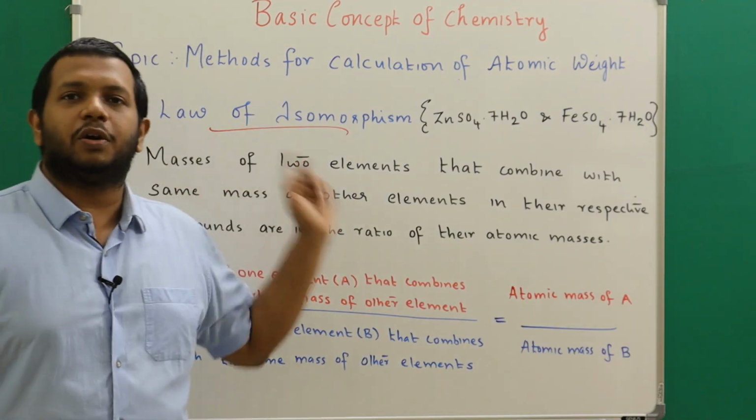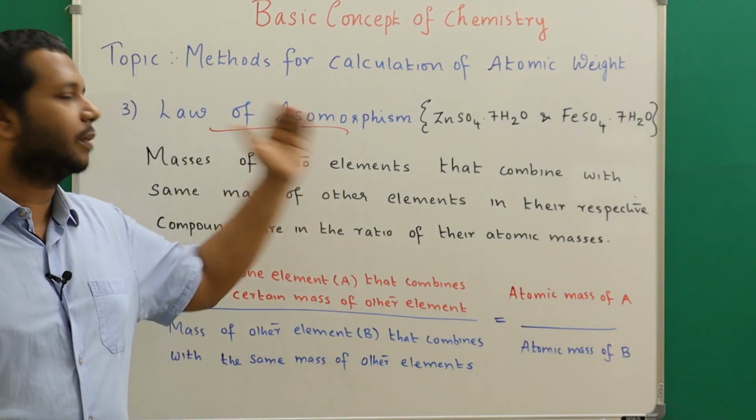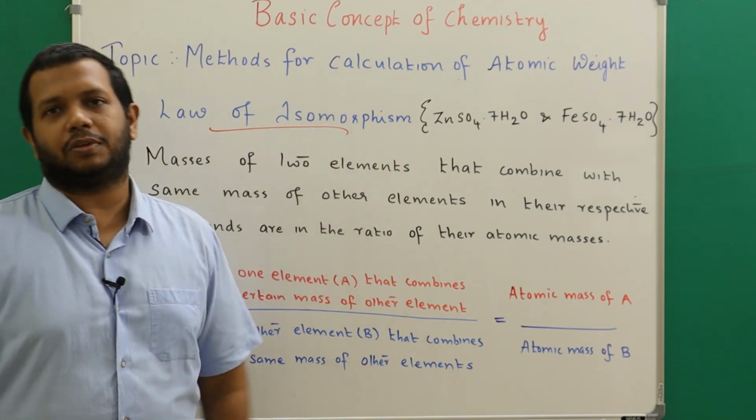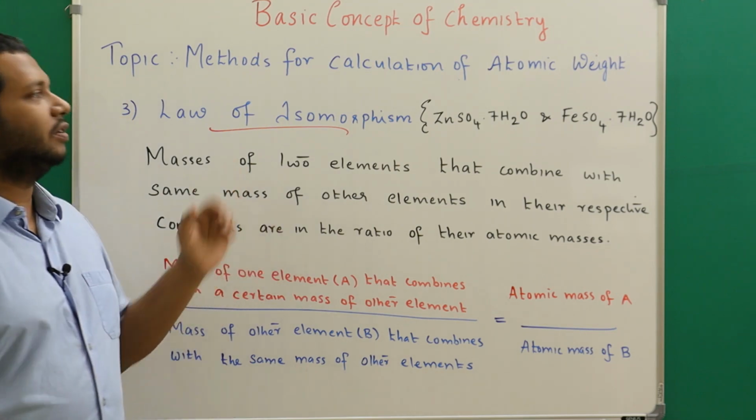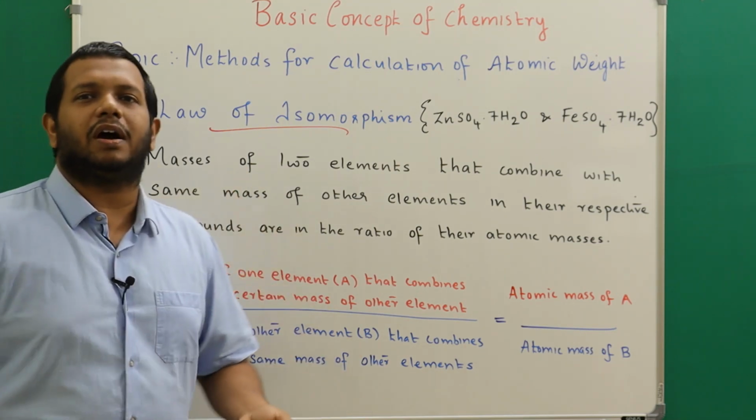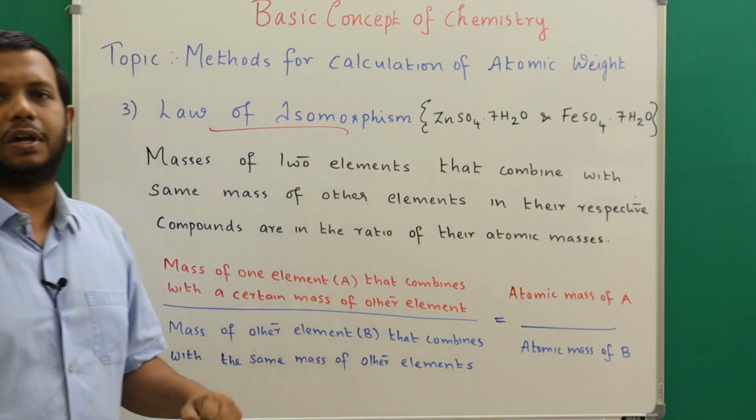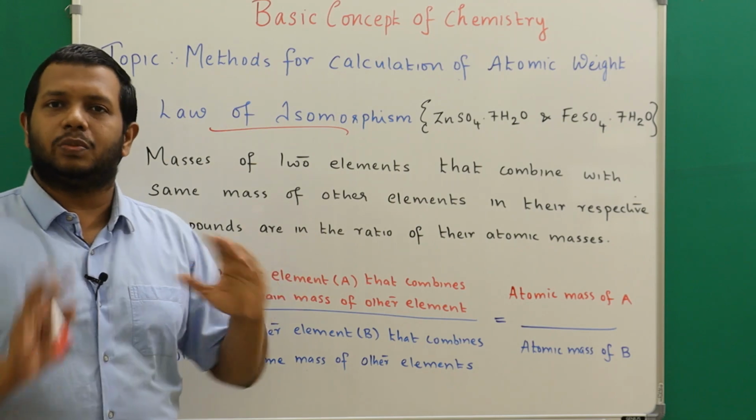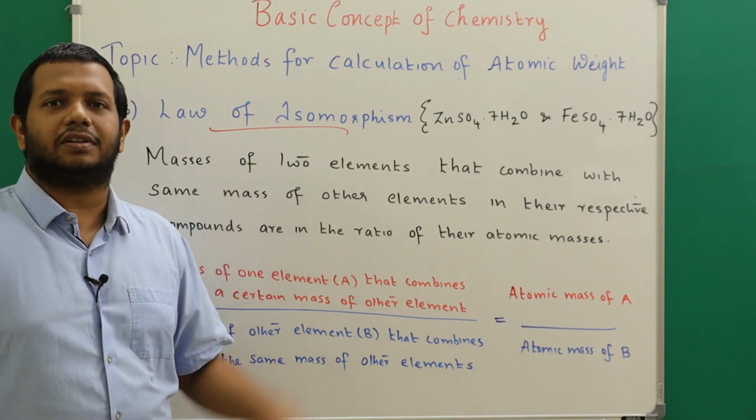Next we are going to discuss the third method for the determination of atomic weight. That is called the law of isomorphism. This law is not seen much in exams, but in some exams like KVPY we could see these questions, so it will be useful for you. I will tell the idea. This is very simple, you just should understand it.